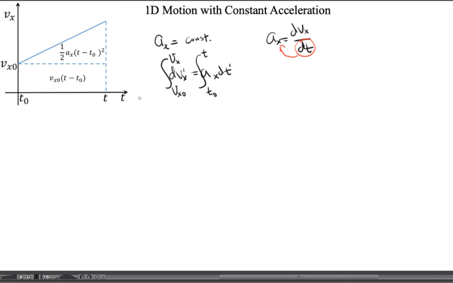Okay, so the left side gives us vx minus vx naught as the integration result, and the right side, because ax here is constant, gives constant multiplied by t minus t naught. Now let's solve for vx, and vx is given by vx naught plus ax times t minus t naught. So that's the expression of the velocity as a function of time.